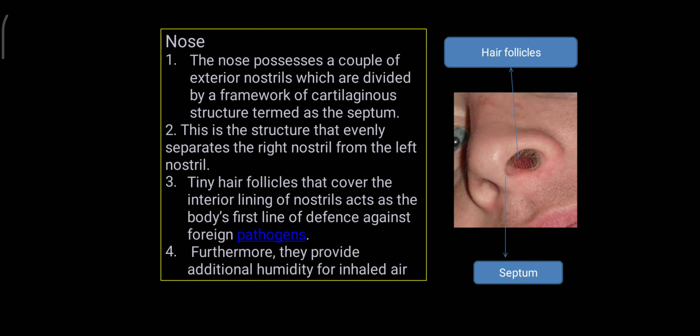The hair follicles have 2 major functions. Number 1, it acts as a first line of defense against foreign pathogens. It will filter the foreign pathogen once it enters into the nose. So it acts as a first line defense mechanism. And number 2, it also provides humidity for the inhaled air. So these are the 2 major functions of the hair follicles present in the nose.